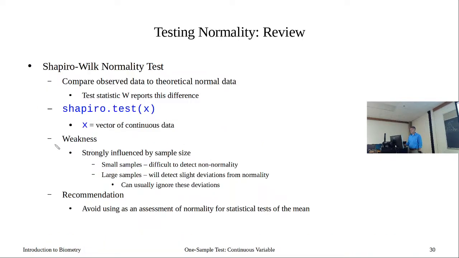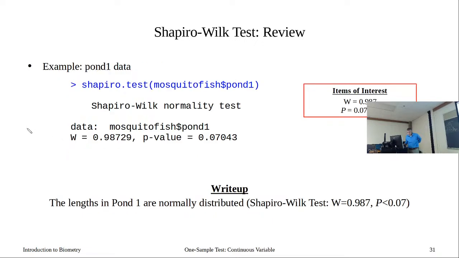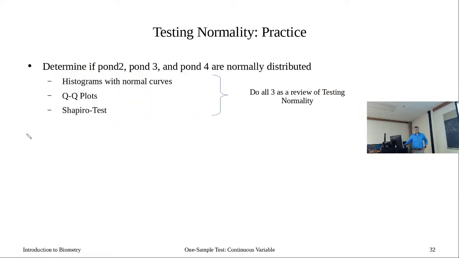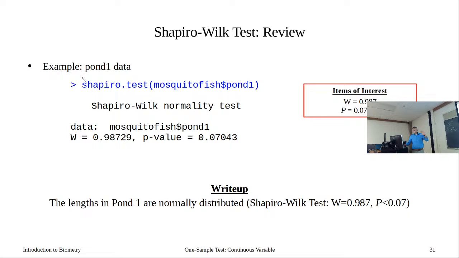If, however, someone says we need a p-value, run Shapiro's test. My recommendation is to avoid using it and just use the QQ plot. We already looked at pond 1, and pond 1 looks good. It's normally distributed. That means whatever our conclusion was when we ran our t-test last week on pond 1, we can trust our conclusions.